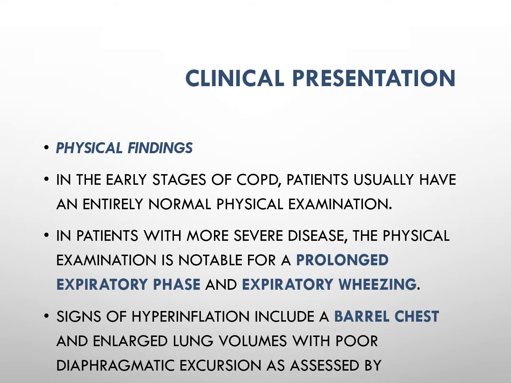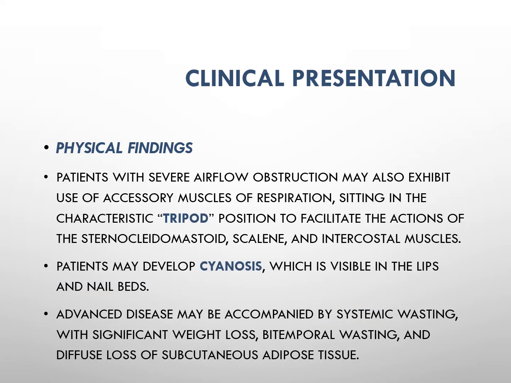Signs of hyperinflation include a barrel chest and enlarged lung volumes with poor diaphragmatic excursion as assessed by percussion. Patients with severe airflow obstruction may also exhibit use of accessory muscles of respiration, sitting in the characteristic tripod position to facilitate the actions of the sternocleidomastoid, scalene, and intercostal muscles. Patients may develop cyanosis, which is visible in the lips and nail beds.